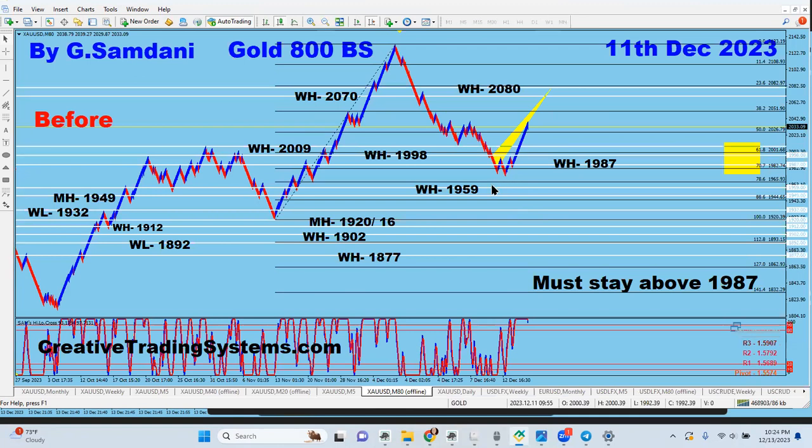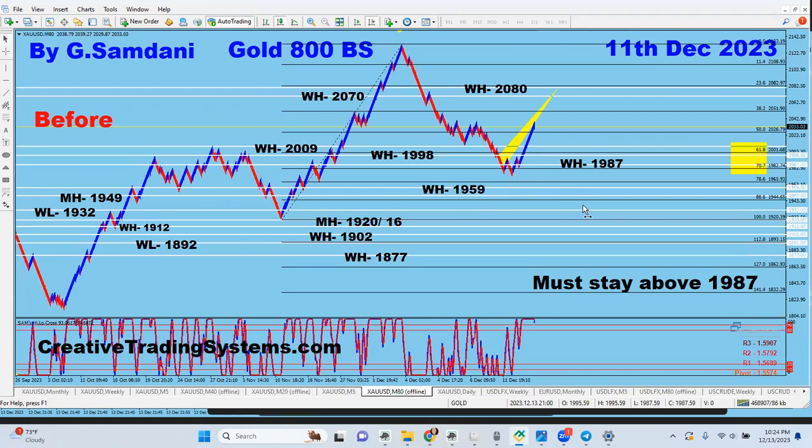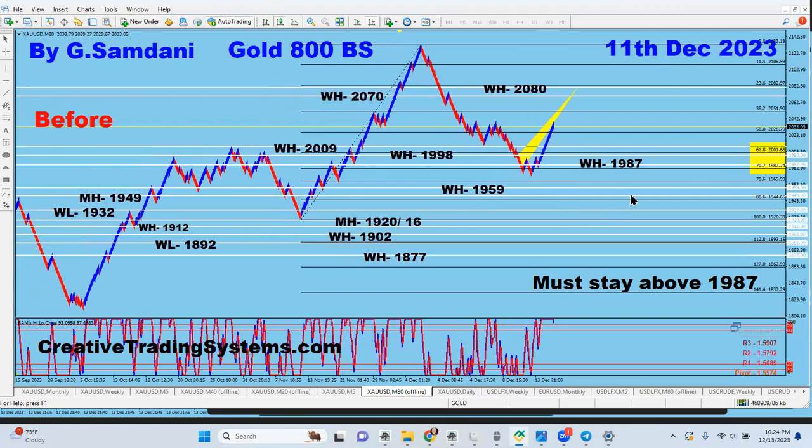This is the chart I made December 11th, that it is going to be bouncing from here. You see that? This is the area, 1987. I was expecting that, so it went down a little bit more, and then boom, started to go up. Let's see, back to 2080. Yes, maybe. It looks like it, and the trend is up, so there's a very strong chance that we're going to go to 2080 and even more to the upside.